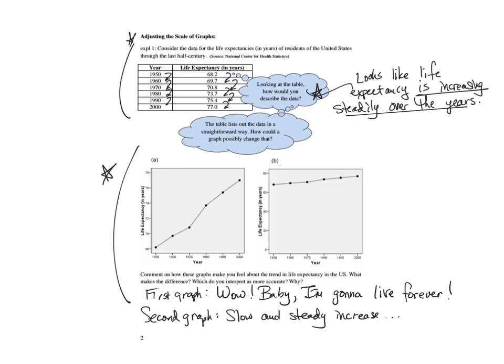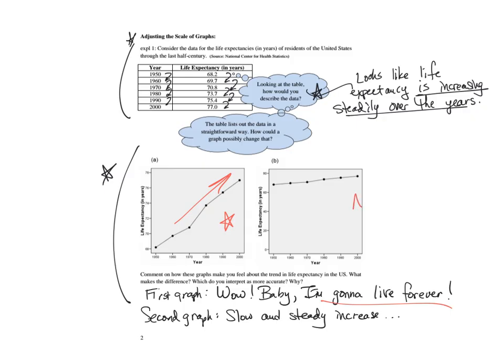So when I look at graph number 1, I feel invincible. I am going to live forever. My God, look at that. We'll be 120 before long. This is an enormous increase. I am going to start living dangerously because obviously our life expectancy can take it.